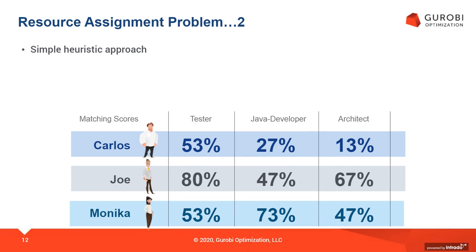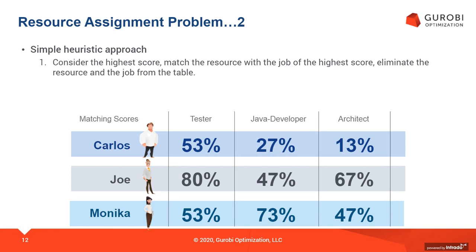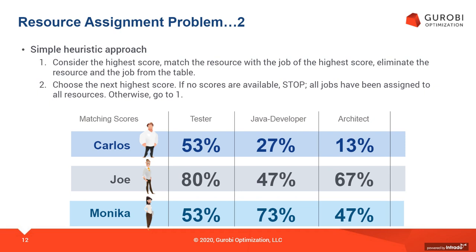So let's think about a simple heuristic. Consider the highest score, match the resource with the job of the highest score, and eliminate resources and jobs from the table that cannot be matched any longer because of this matching. Then go again and find another highest score. If there are no scores anymore, stop. All the jobs and resources have been assigned. Otherwise, if there is another highest score, go to step one.